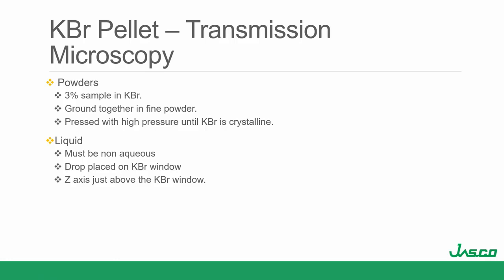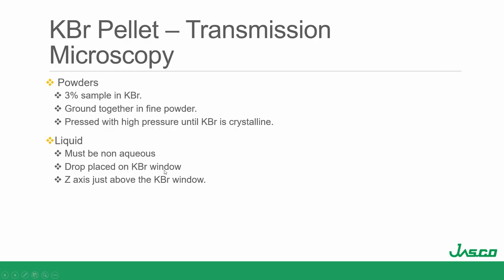So for transmission spectroscopy, what you do is you grind 3% of the sample into KBr and then grind it to a fine powder, and then press it using a high pressure hydraulic press. You can press the KBr until it's crystalline.